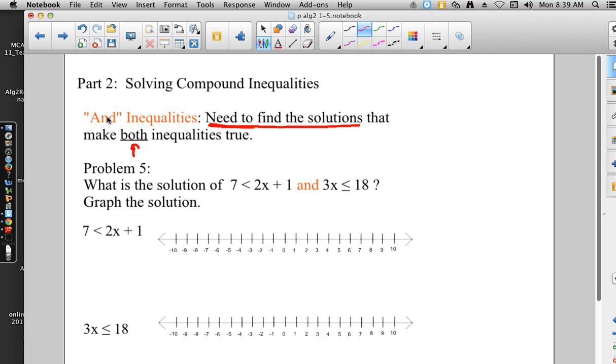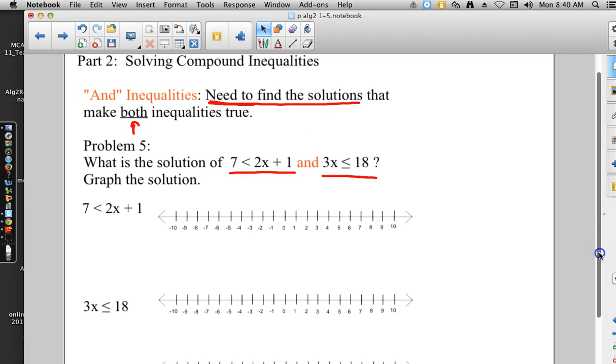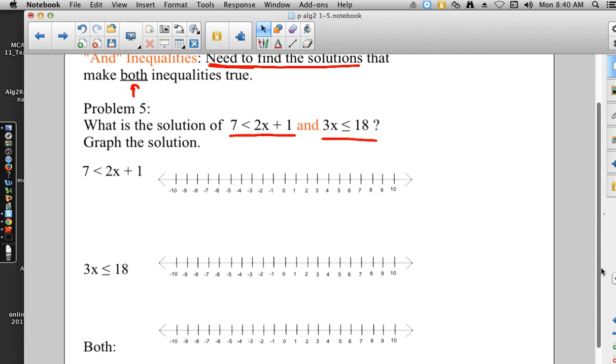So problem 5 says, what is the solution of 7 is less than 2x plus 1 and 3x is less than or equal to 18? So what we're really trying to find is what numbers would make both of those true. And to do that, we can start by solving these. So the first part of this would be solving the 7 is less than 2x plus 1. So I'm going to subtract 1 from both sides, and then I'm going to divide by 2.